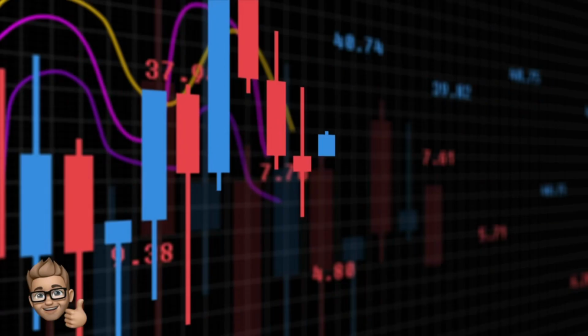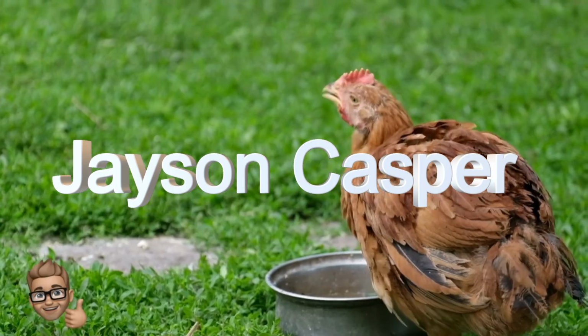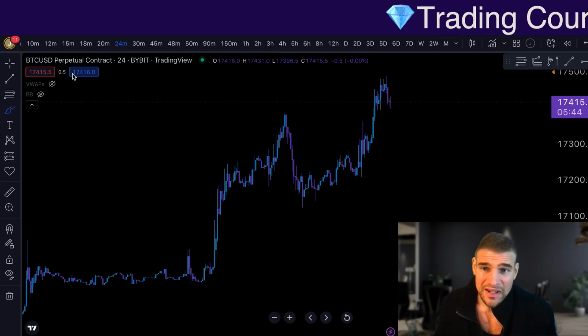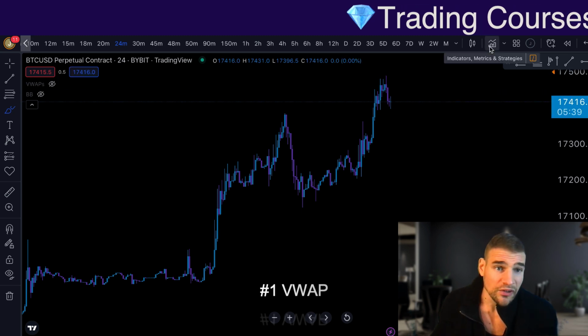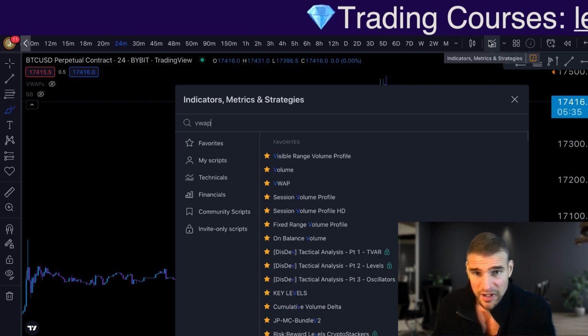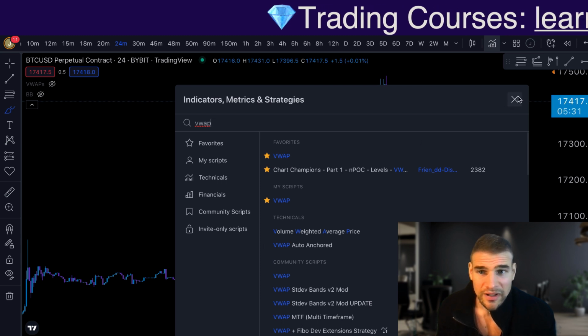Let's get right into this. So the first indicator that I believe every trader should have in their arsenal is VWAP. What is VWAP? Volume weighted average price. If we come over here to indicators in TradingView and we just search for VWAP, it's the first one that we can see right here. Go ahead and turn that on.